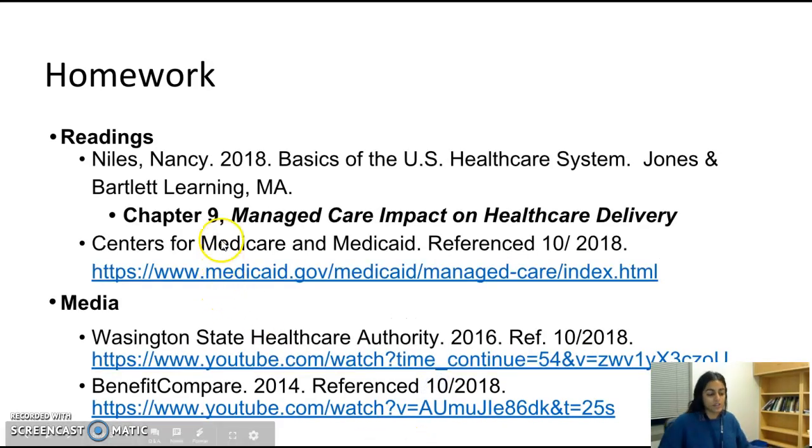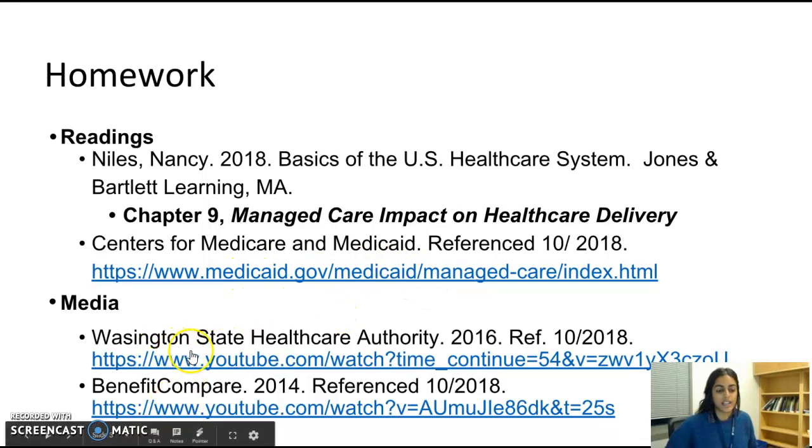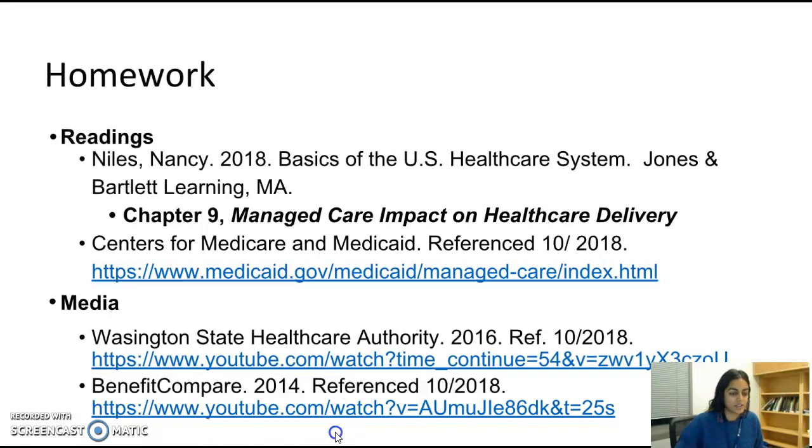Your homework is Chapter 9 of your textbook, Managed Care Impact on Healthcare Delivery, and just glancing through this CMS website on what managed care is. There's a Washington State Healthcare Authority video about how behavioral health or mental health is getting merged into managed care for physical health. So that's a good example here. And Benefit Compare is just a company, but it gives a good description of what the different plans are and how they work, and it's geared towards the consumer. So it's kind of interesting to watch.